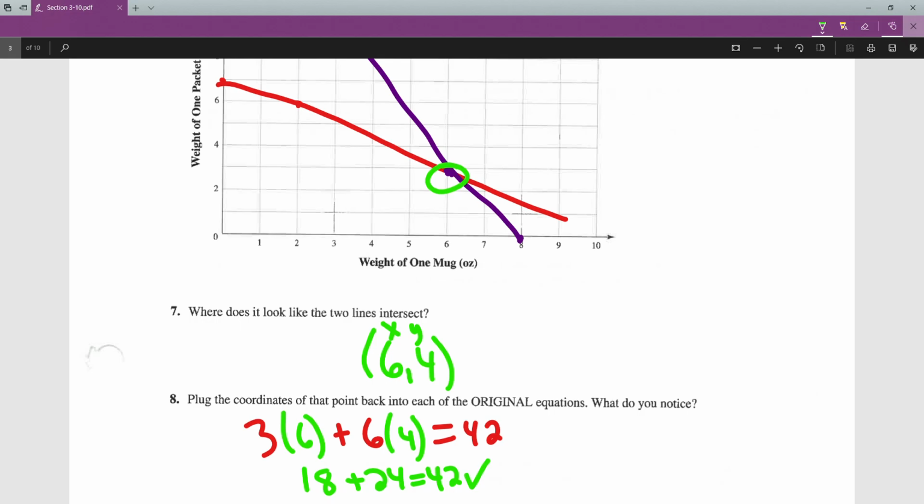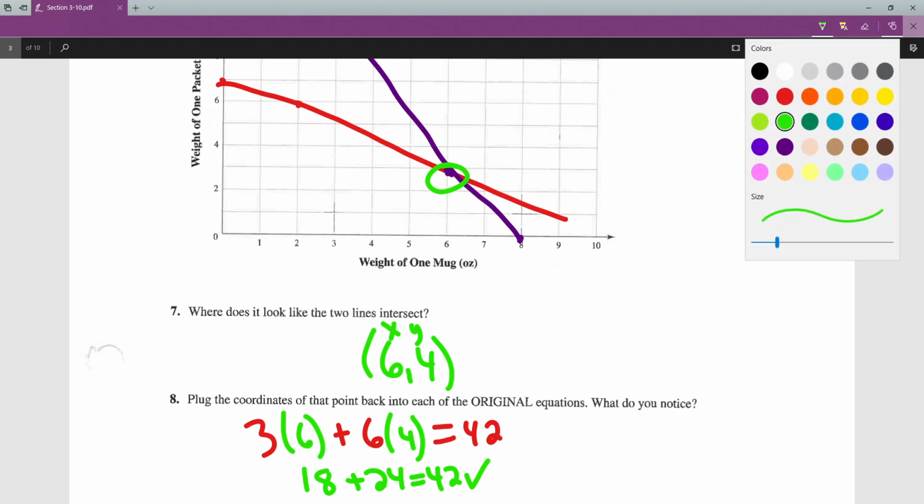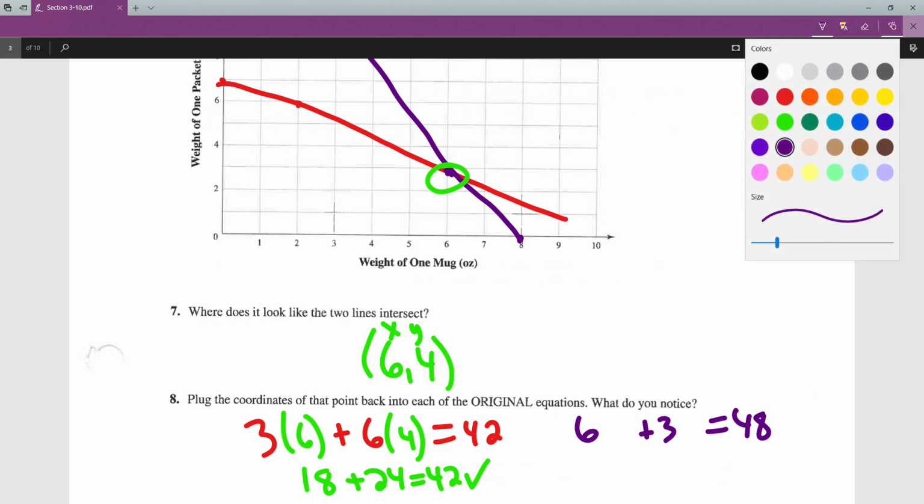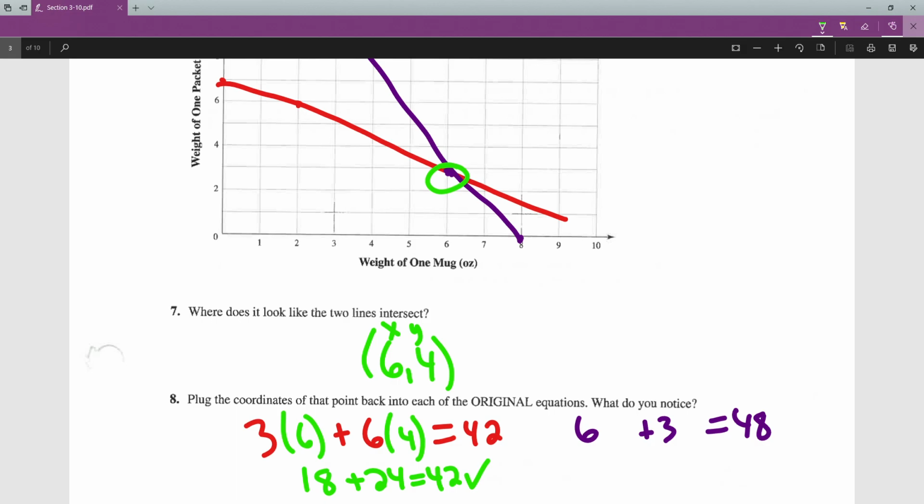Next, we need to try it in the second equation. My purple equation originally looked like 6x plus 3y equals 48. I'm going to put my green intersection point in again. 6 for x, 4 for y. I get 36 plus 12. Does that equal 48? It does indeed, so our solution is correct.